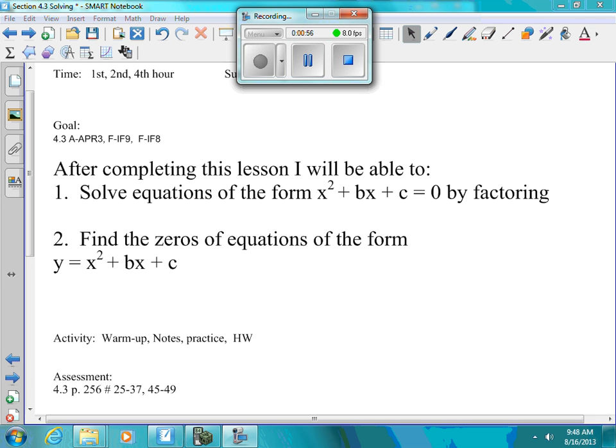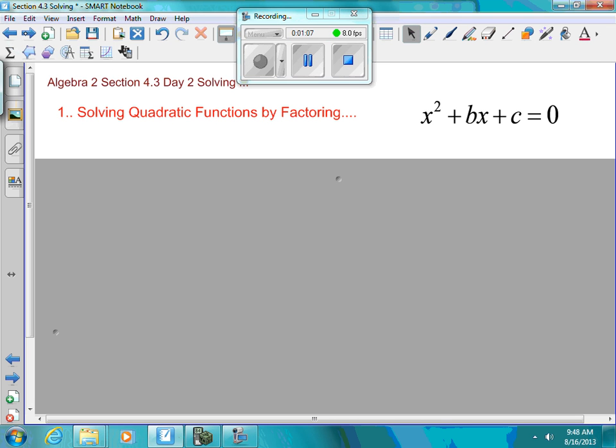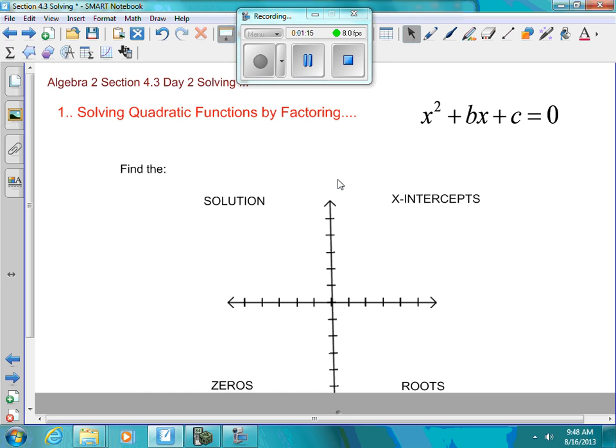Section 4.3, you can label this one solving. Last 4.3 was factoring. So that's how you can differentiate and not get yourself confused later. Is why do I have 2 4.3 notes? You're supposed to. Okay, solving quadratic functions by factoring. Here are some terms that you're going to hear in this chapter: solution, x-intercepts, roots, zeros.